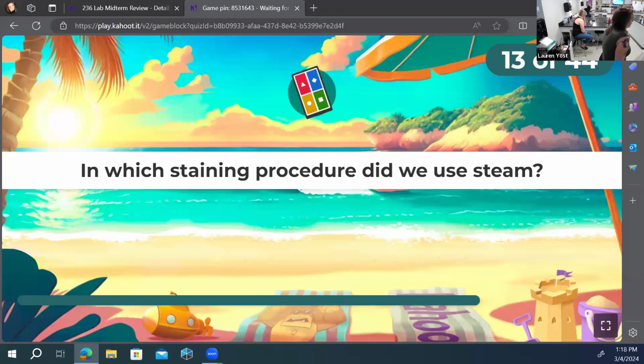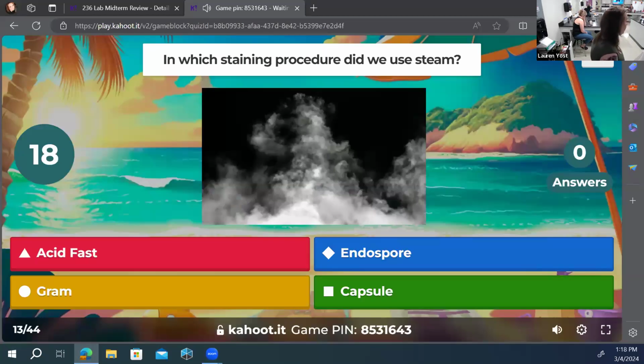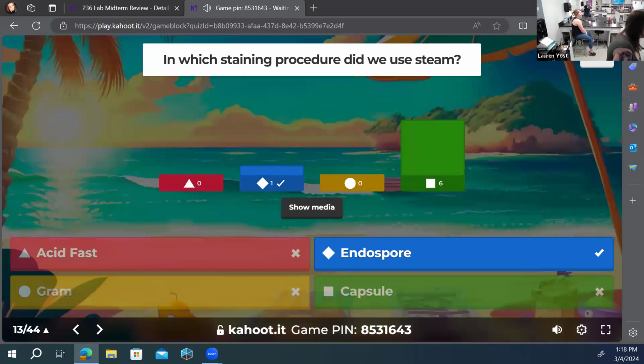In which staining procedure did we use steam? All right, so this is the endospore one. Remember, because endospores are dormant and those hardy structures that can pretty much resist anything, it's hard to get the stain to penetrate them. So the steam helps the malachite green penetrate into those.